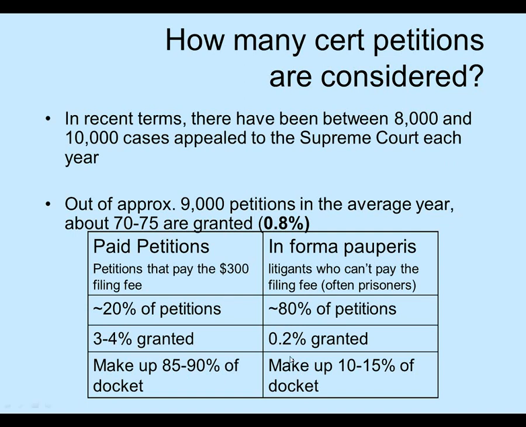It costs you $300 to file your petition with the Supreme Court. If you can't afford that, you can file what's called an IFP petition, which means that you're too poor. A lot of times those are people that are in prison, because they can't afford it. And a lot of paid petitions are going to be filed by corporations, like businesses, whereas IFP petitions tend to be more criminal. At the end of the day, though, that is not the majority.